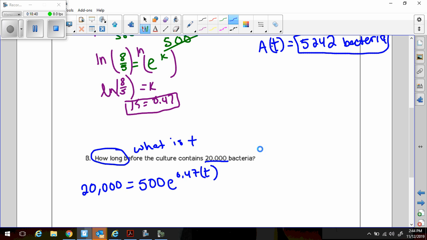They're asking you T. I want you guys to try this out. Remember, you're going to have to take the natural log of both sides and tell me what you get. T equals what? How long is it? Remember, we're in hours. You may graph it, or you may solve algebraically to find T.